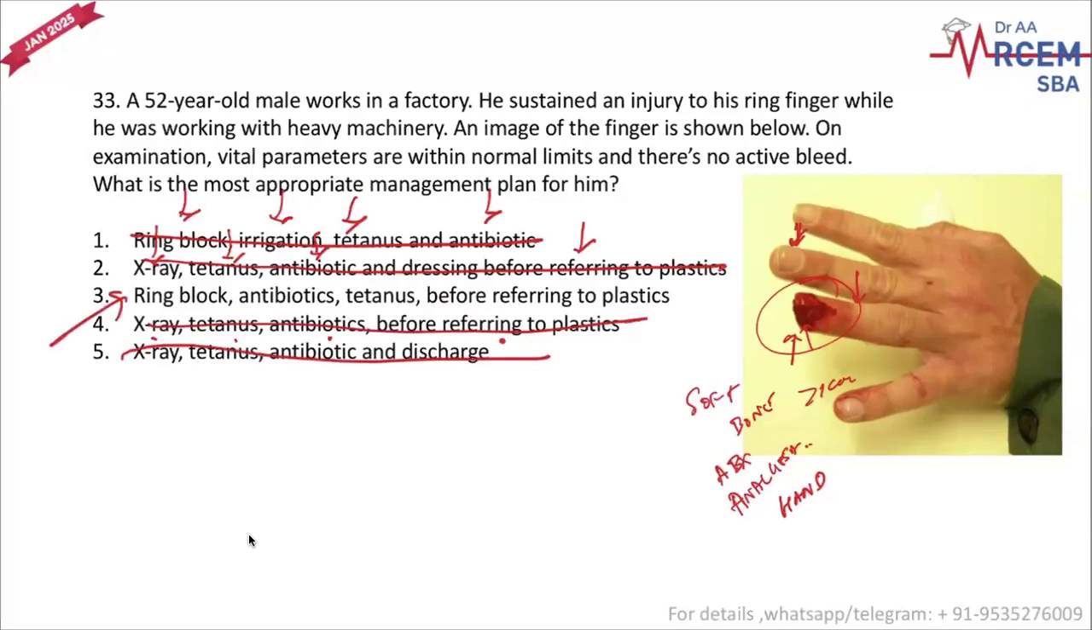Ring block is a local anesthetic. We are infiltrating on both sides. It helps with the pain management. Pain management is done. Antibiotic is given. Then you are referring to the plastic surgeon. Yes, that's why we are choosing the third one. The third one is the right answer here.